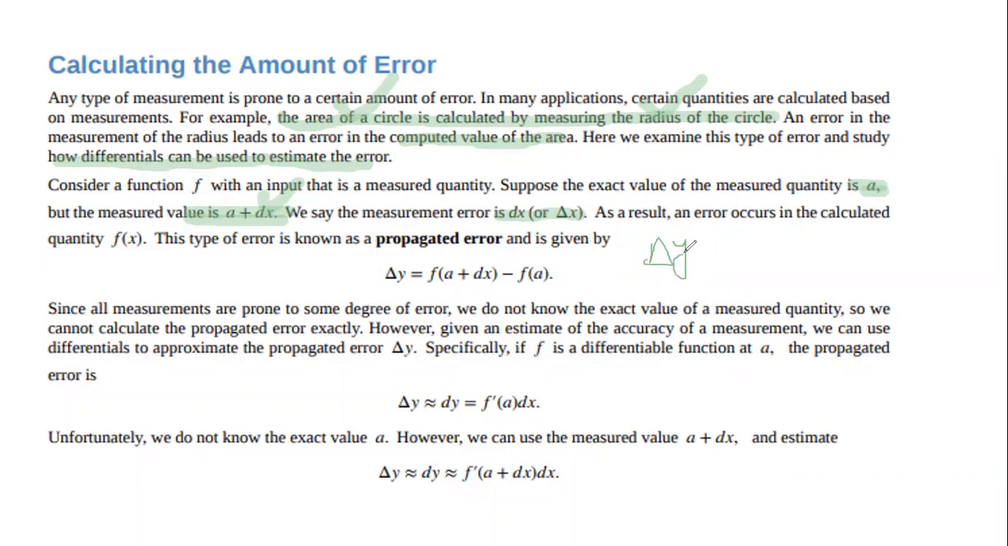delta y equals the function value at what I find, f of a plus delta x, which is sometimes greater or sometimes less, minus f of a. So this is the measured quantity and this is the actual quantity. Since all measurements are prone to some degree of error, we do not have the exact value of the measured quantity. So we cannot calculate the propagated error exactly.